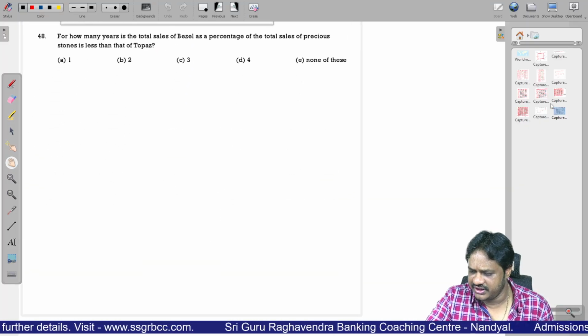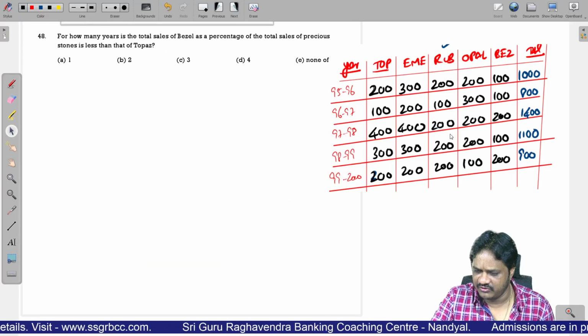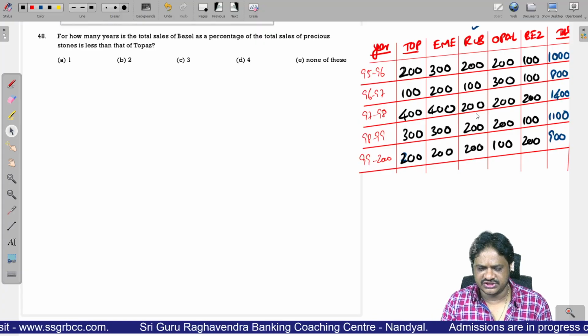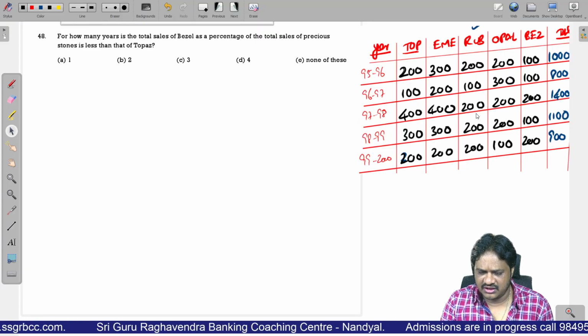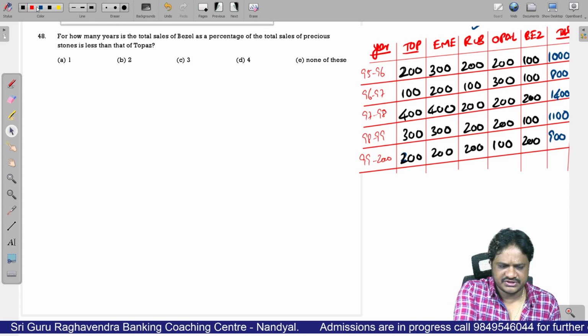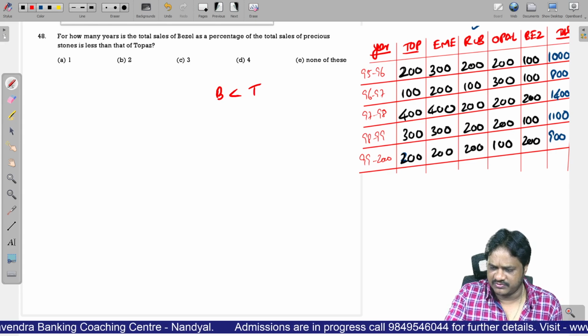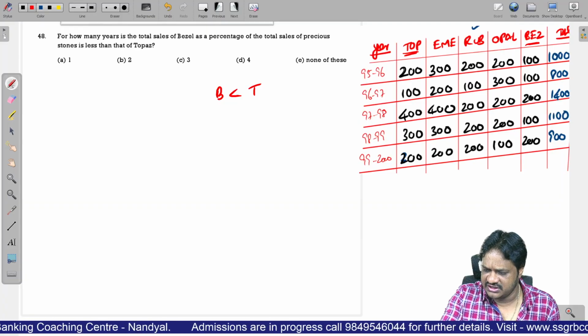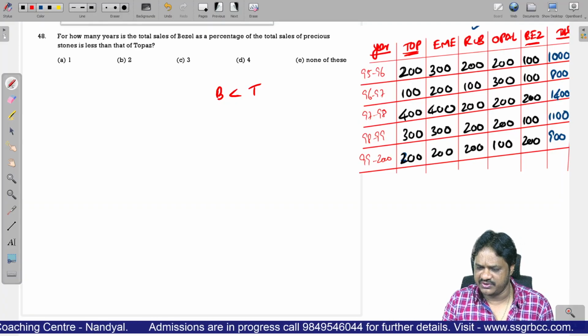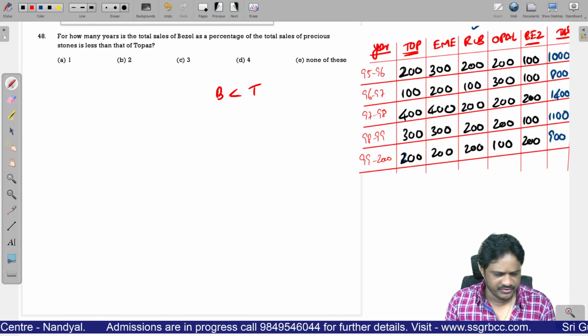For how many years is total sales of basil as a percentage of precious stones less than topaz? So here, what is the question? Basil is less than topaz. This is basil, this is topaz. Basil should be less than topaz in how many years?